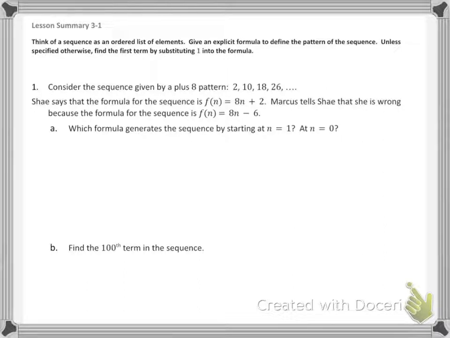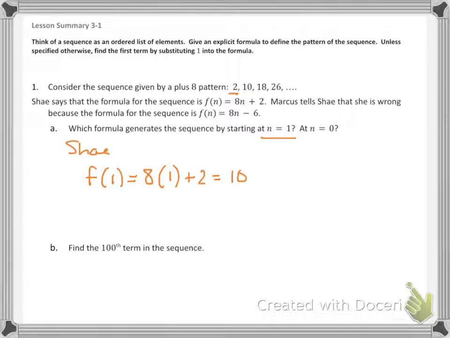So part A, which formula generates the sequence by starting at n equals 1? Well, I'm going to use both. I'll use Shay's first. And that would be f of, let's make n 1. So f of 1 is equal to 8 times 1 plus 2. And if we do that, we get 10. So is the first term a 10? No, the first term is a 2. So Shay's formula does not work for n equals 1.